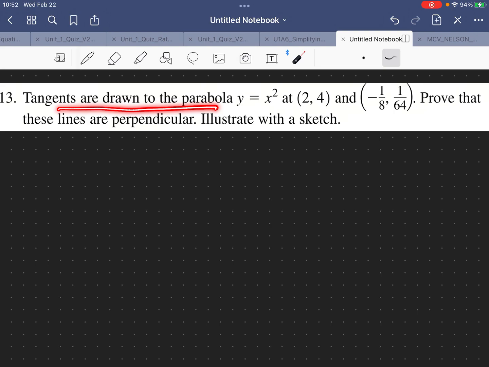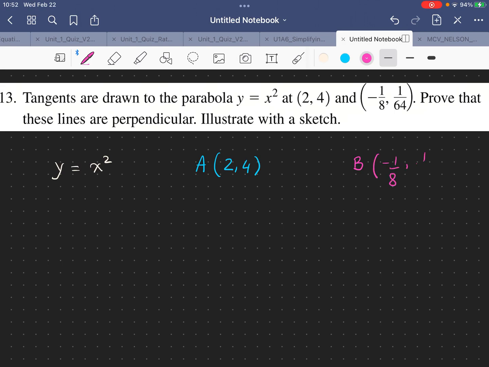Tangents are drawn to the parabola y equals x squared. I'll write this down. And the tangents are drawn at (2, 4) and (negative 1 over 8, 1 over 64). So we have 2 points where we're drawing tangents. One is point A, and the other one is point B with coordinates negative 1 over 8 and 1 over 64. As you can see, the coordinates of the points given fit into the equation because these 2 points are on the graph of this equation.